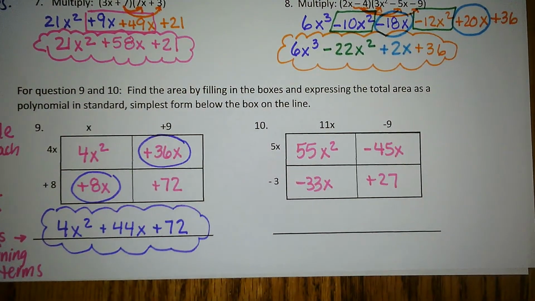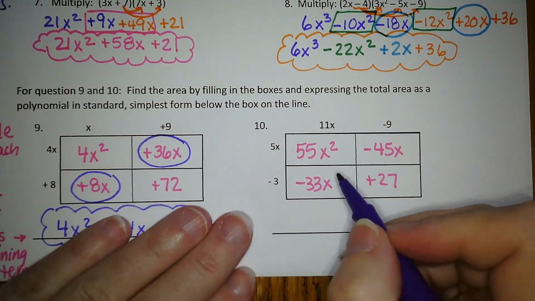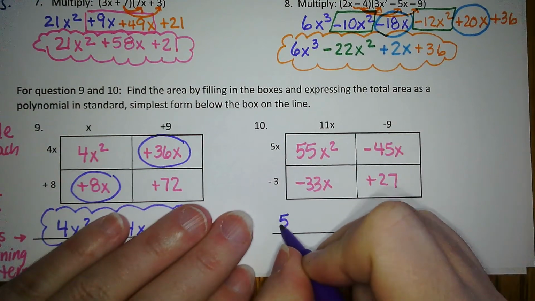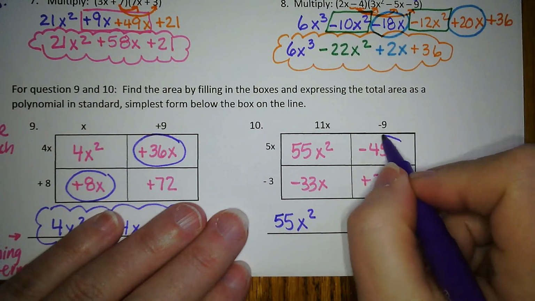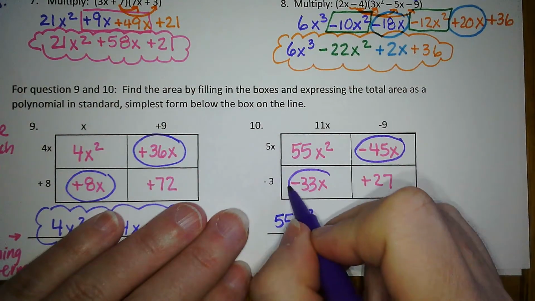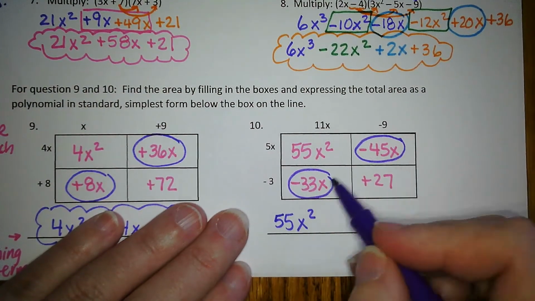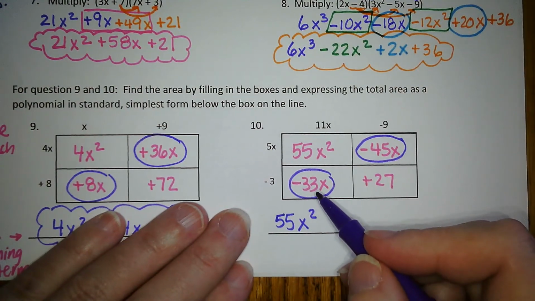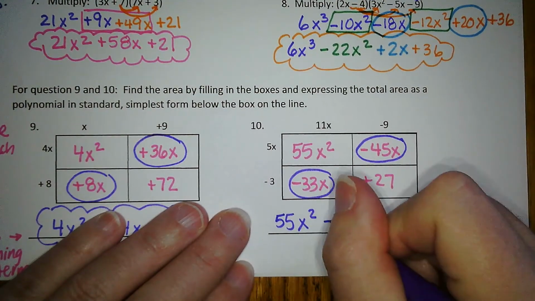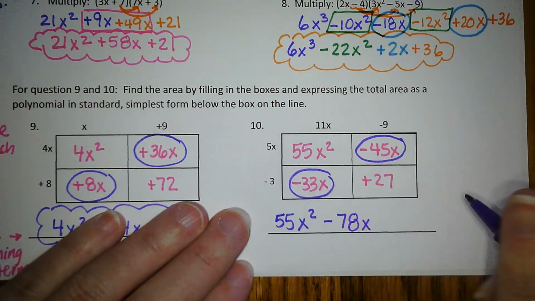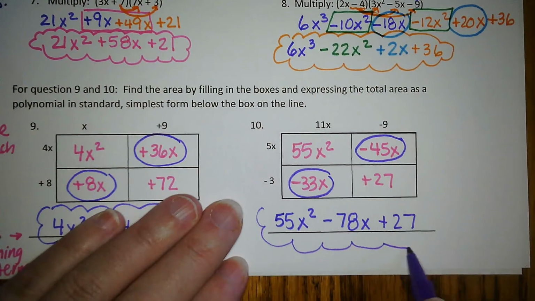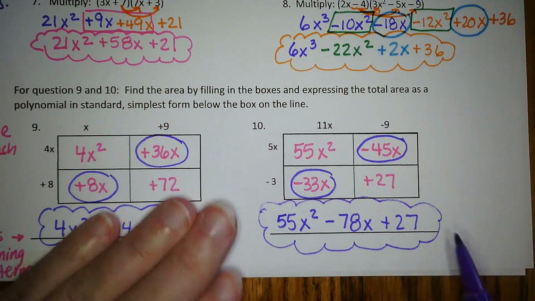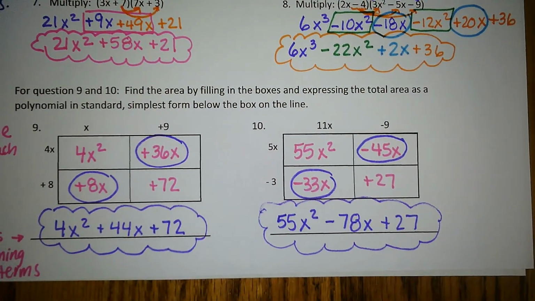Then what we're going to do is we're going to rewrite our answer from 4 terms to 3 terms in standard form. Highest exponent is 55x squared. That's our highest exponent. But we do have a negative 45x and a negative 33x, and we're adding them together. That's going to give us negative 78x. And then we're going to bring down that constant. And this is our final answer. Okay, so that's how you do 9 and 10.